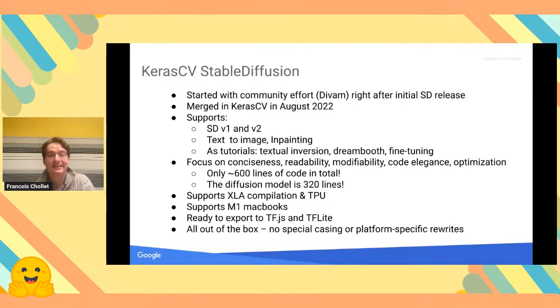And if you're not familiar with Keras, so you assume most of you are probably familiar with Keras, but if you're not, definitely do check out the code. It gives you a pretty good idea of what writing code in Keras is like. So there's a focus on conciseness, readability, modifiability. I think it's really elegant code. The entire project is only about 600 lines of code. And the diffusion model itself is like 320 lines. So it's really short, really easy to read. It's a pleasure to work with. So do check out the code itself. I think it's really good code.